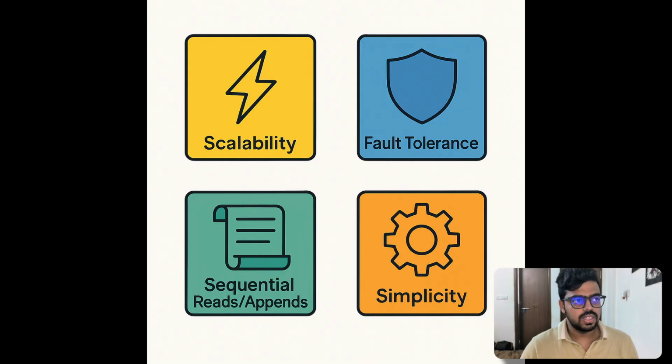To recap, GFS was designed with four big goals in mind. First is scalability, to handle thousands of machines and petabytes of data. Second, fault tolerance, because when you use cheap commodity hardware, failures are the norm and not the exception. Third, optimized for large sequential reads and appends, since most Google workloads involve big log scans, crawling, indexing, etc. And last but not least, simplicity with efficiency, so engineers could build fast without battling the file system itself.